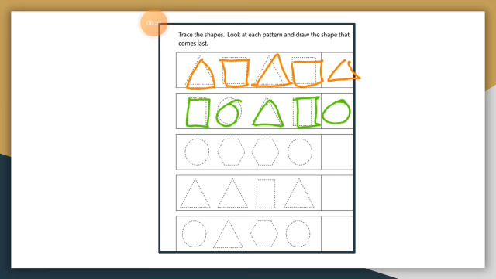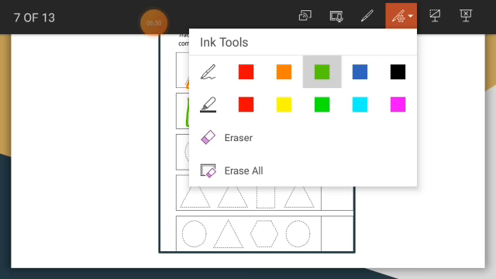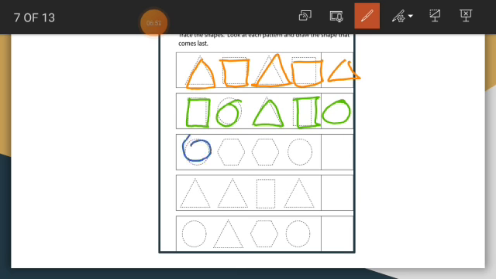Now move to the third one. Circle, hexagon, hexagon, circle. One circle, two hexagons, one circle. Now what will come next after the circle? Yes, hexagon. Let's trace and draw the shape. Circle, hexagon, two times hexagon, again circle. Now what will we draw at the end? Hexagon again.